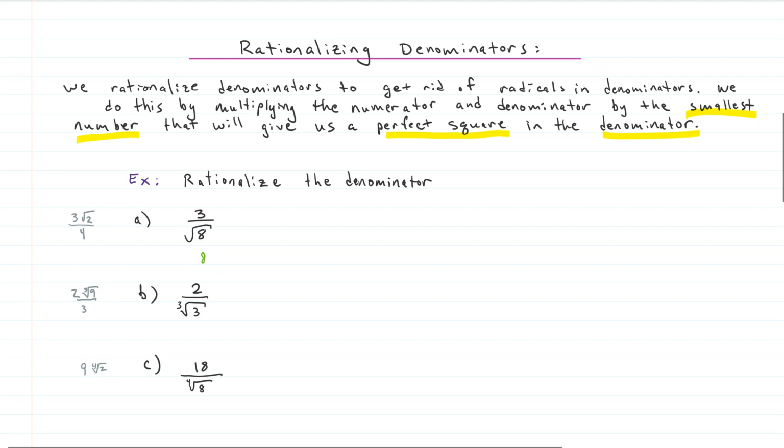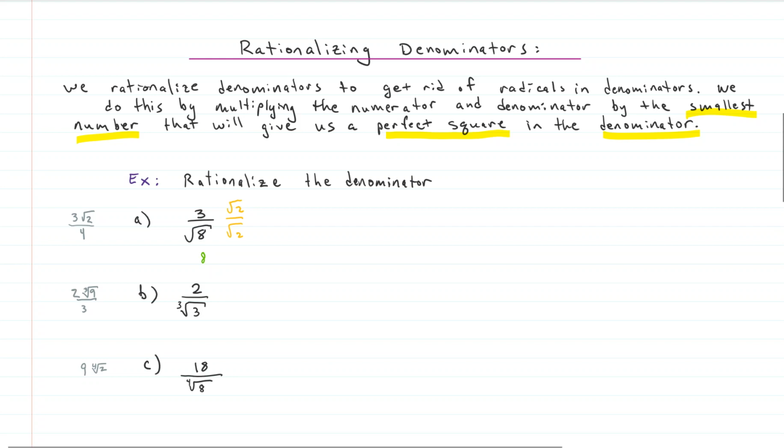So what's the smallest thing we can make 8 into that's a perfect square? Well, 8 times 1 is 8. 8 times 2 is 16. 16 is a perfect square. So let's multiply top and bottom by root 2. Why do we multiply top and bottom by root 2? We understand the root 2 part now, because 2 times 8 gives us 16, and that gives us a perfect square. But why do we have to do it to the top?